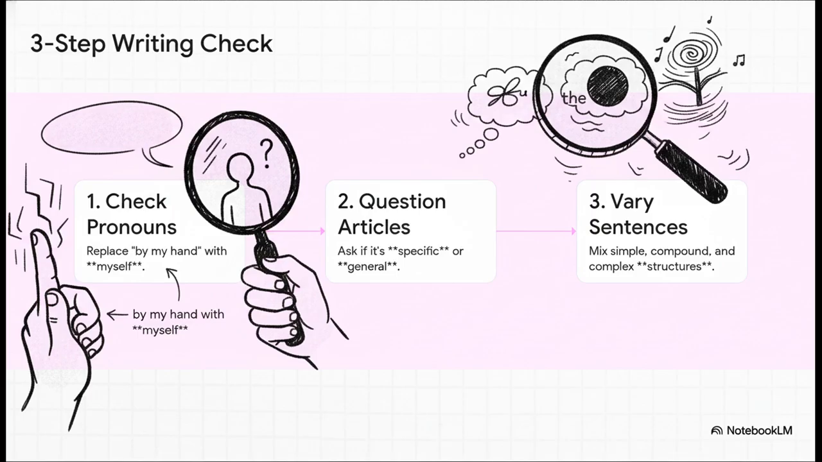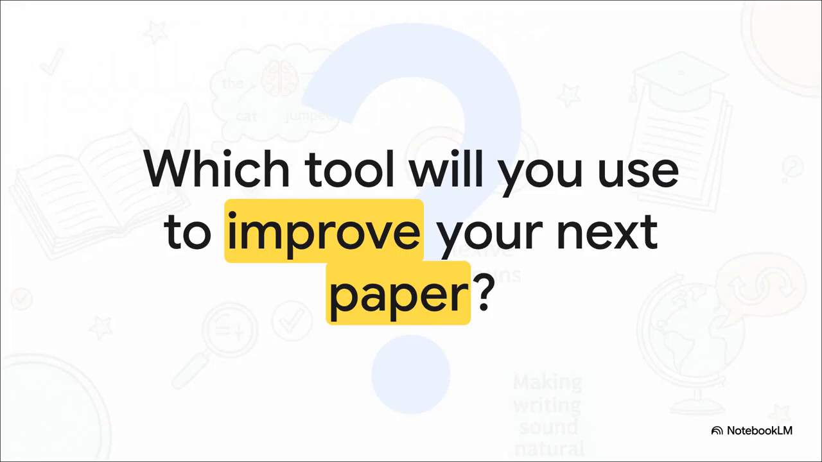And third, vary your sentences. Look at a paragraph. Is it all short, choppy sentences or long, winding ones? Mix it up. Use simple, compound, and complex sentences to create a really nice rhythm for your reader. And that brings us to the end. We've built a pretty powerful little toolkit here with 3 really effective ways to improve your academic writing.